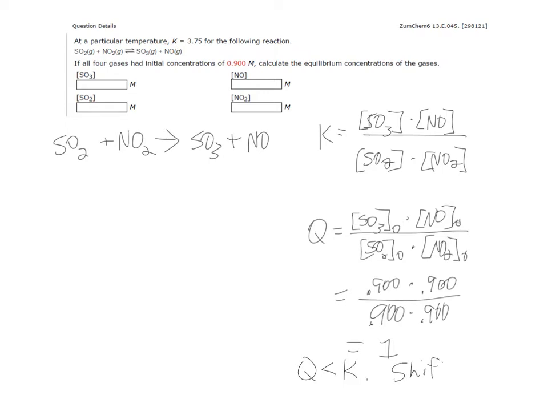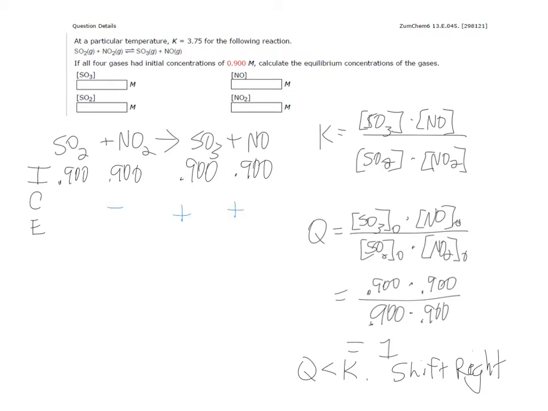So that means in the ICE table, we're going to put our pluses on the right side and our minuses on the left side. Let's start fleshing out that ICE table. They had given us 0.9 for the initial concentration of all gases. And we've just figured out that we'll make the pluses on the right side and our minuses on the left side. The coefficient for every single species in this equation is a 1.